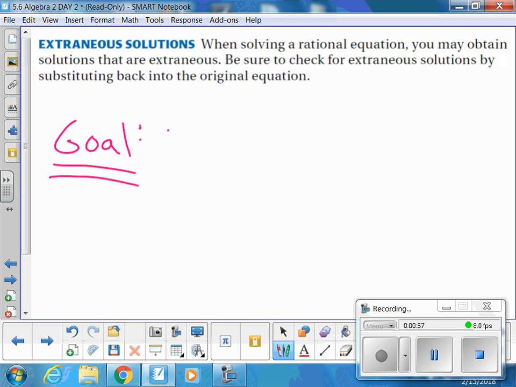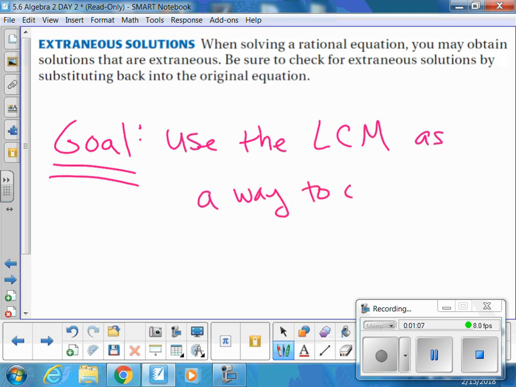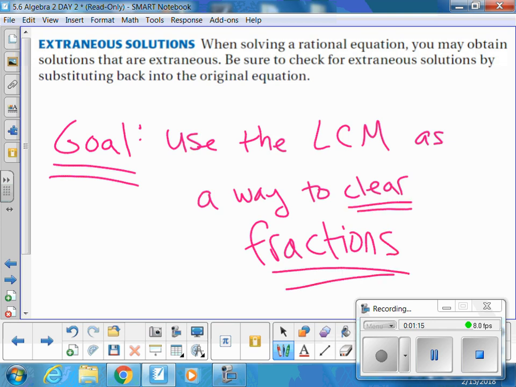The goal of the day is to use the least common multiple as a way to clear fractions. So the overall goal of the day is to clear the fractions out. If you're not actually clearing fractions, you're not actually probably doing your job. Use the least common multiple as a way to clear the fractions. And you basically use it as a multiplier. You multiply through by the LCM on every single term. That's our goal. So you don't need to write that down unless you want to. But it doesn't look like you guys are, so that's okay.